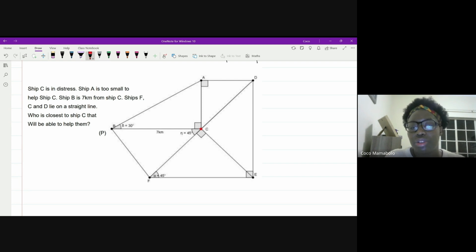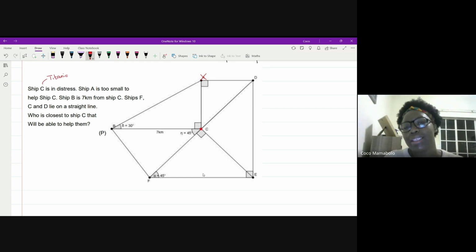Automatically, before we see anything, we already know it's not going to be ship A. Yes, ship C is the Titanic. In fact, let's name ship C the Titanic. The Titanic needs help. We already know ship A is too small, so we are trying to figure out whether ship B, ship D, ship E, or ship F would be best to help ship C.